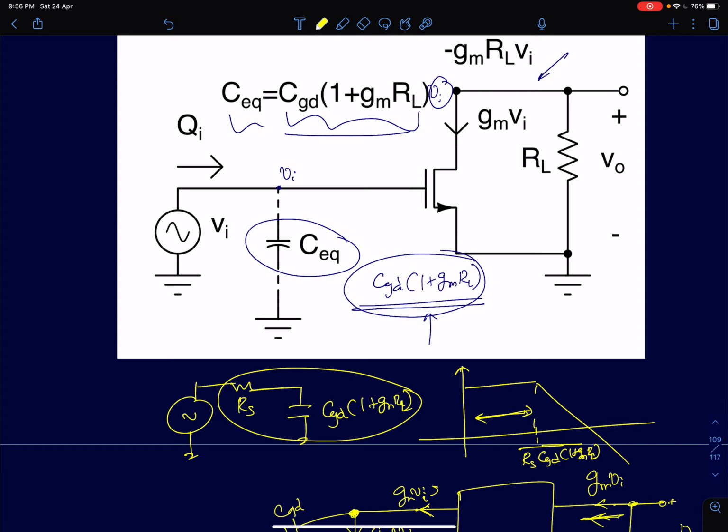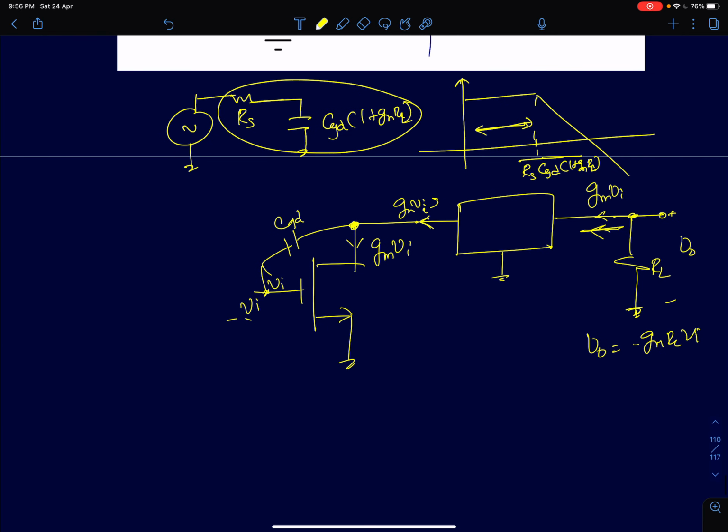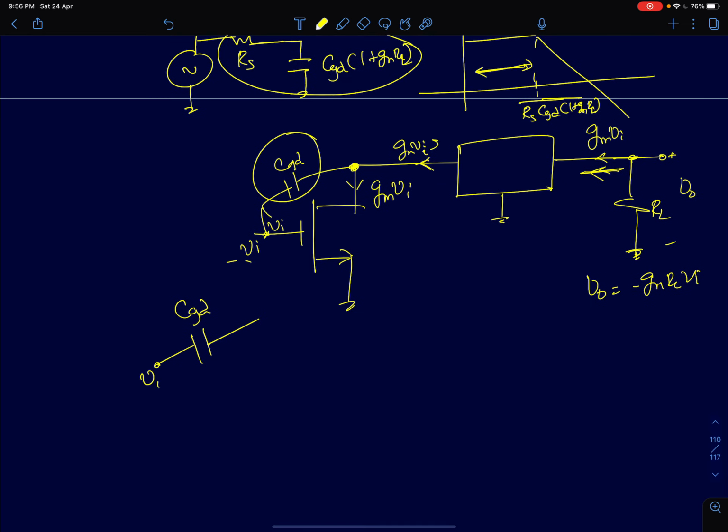Now, can we solve this problem somehow? If we want to intuitively solve this problem, we have to identify the source of the problem. The source of the problem here is that this capacitance is getting multiplied by a large value, and that's happening because on the one side you have Vi, and on the other side it is getting charged to a really large negative voltage, proportional to Vi. It's getting charged to minus Gm RL times Vi.